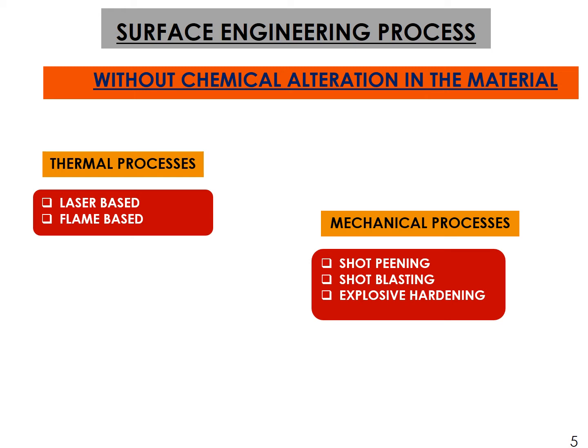But the important thing is, while striking those balls onto the surface, the striking force should not be such that it causes plastic deformation. So plastic deformation is not our objective here. We want to induce some compressive stresses so that the properties get modified. So that is what we do in the shot peening process.